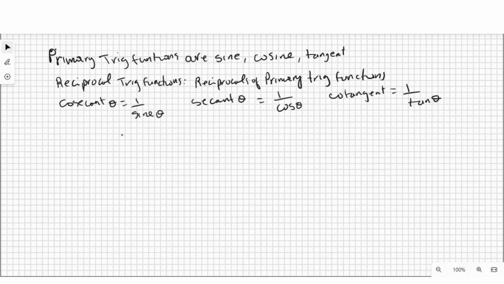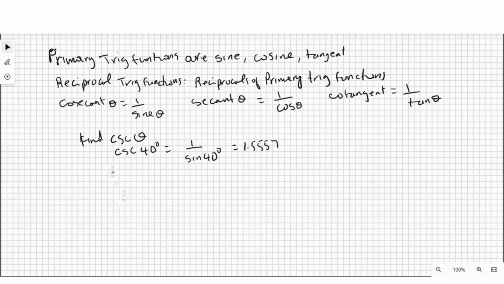So let's say if you want to find CSC, cosecant theta, if I have CSC of 40 degrees. In my calculator I do not have cosecant, but I have the sine. So this means it is 1 over sine of 40 degrees. I find sine of 40 degrees in my calculator, and divide 1 by sine 40, it will be 1.5557.